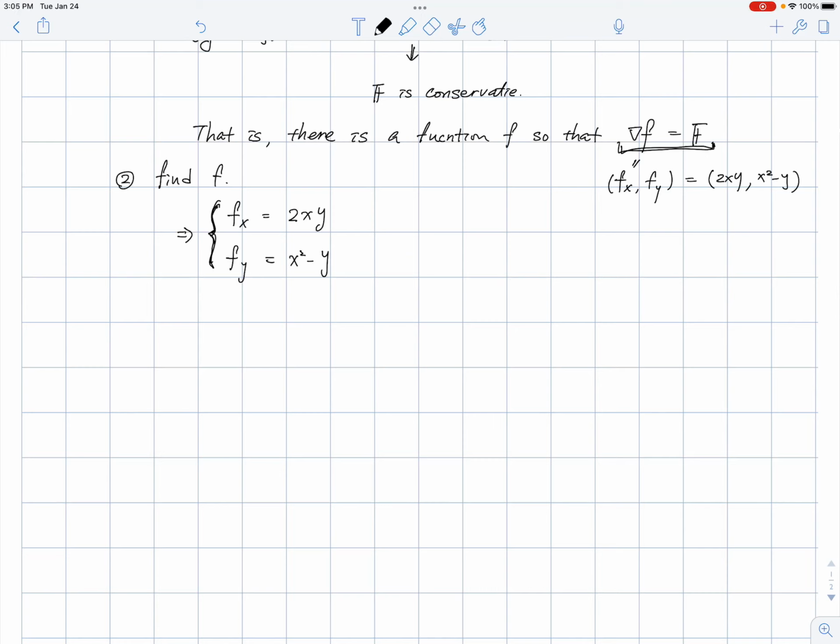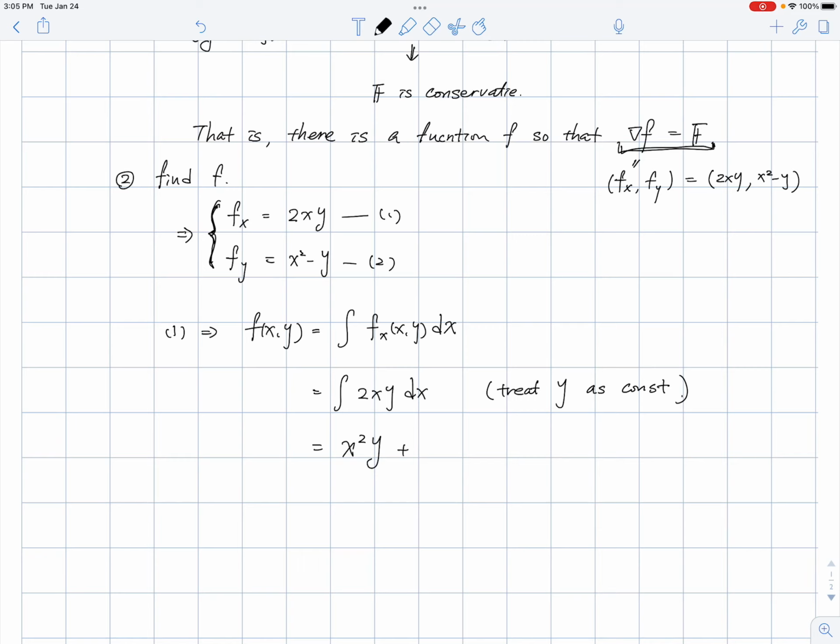Okay, so from equation 1, you know that this function f can be obtained by integrating ∂f/∂x with respect to x. And you can do this very easily. So you're going to treat y as constant. Okay, so now you have x squared y plus now a constant.